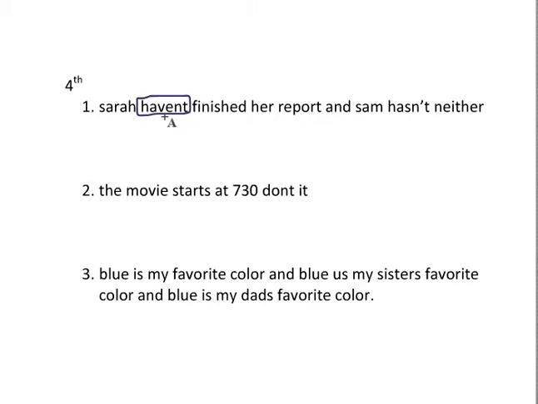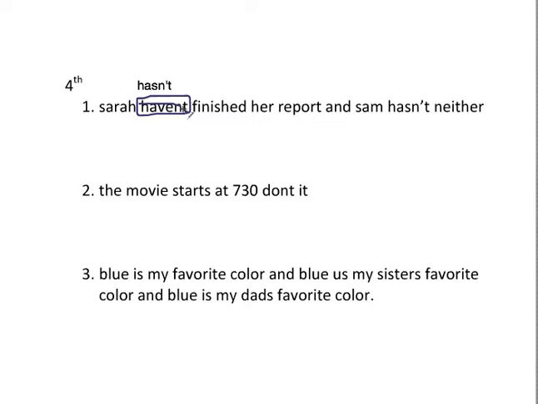Haven't is a contraction for have not. So Sarah have not, but that's the wrong tense of the verb. It should be Sarah has not finished. So right above that I'm going to put hasn't in for that contraction, because it should be hasn't instead of haven't. So I'm going to cross that off. So Sarah hasn't finished her report and Sam hasn't neither.